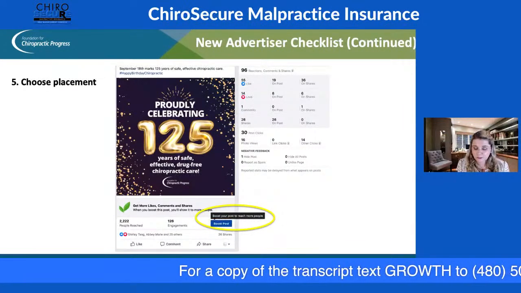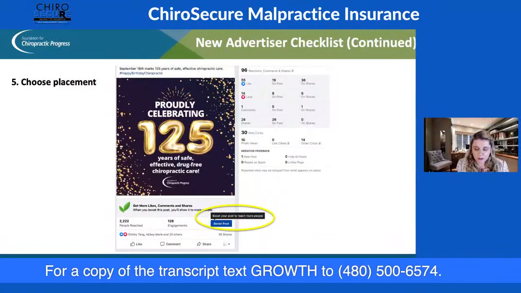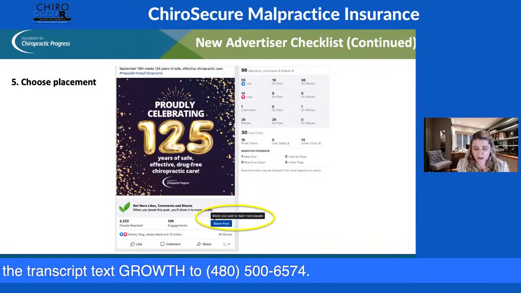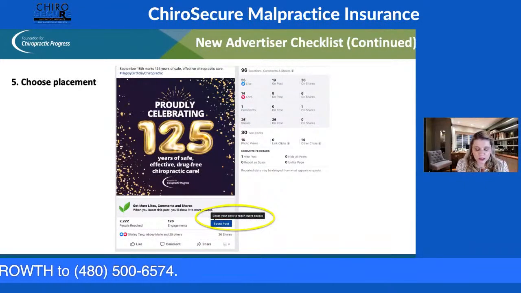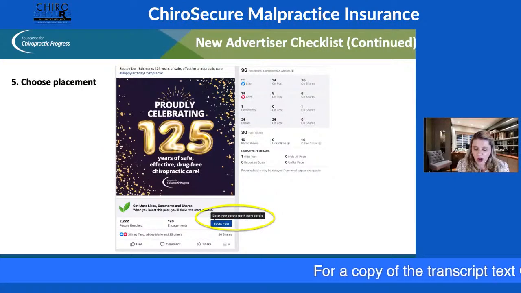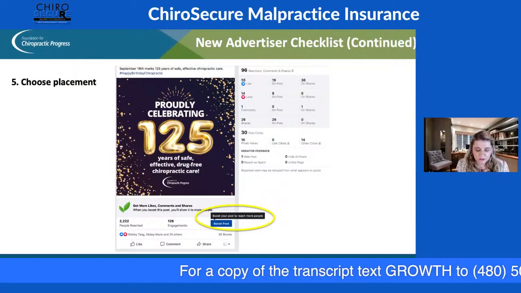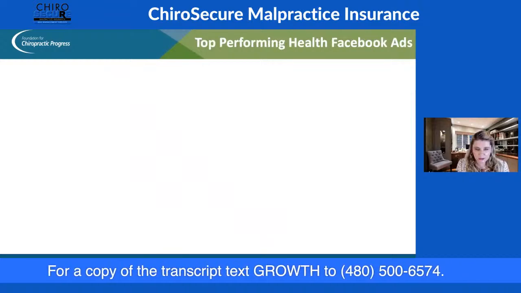Here's a snapshot of a new post that has reached over 2,000 people. And to boost that post, all you do is click Boost Post to reach more people. After you click this, it will be super easy. You just walk through the steps we just covered in the new advertising checklist.